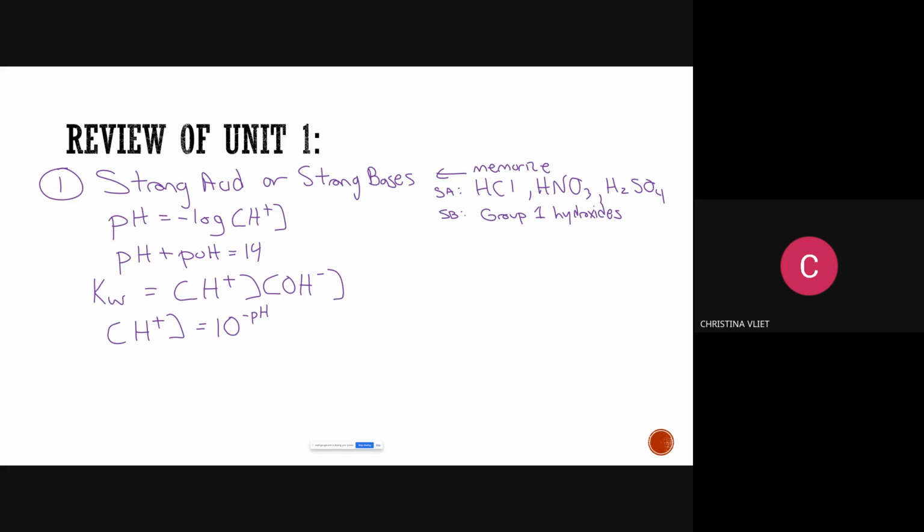And there was another one here. I'm going to put a slash. pOH equals negative log OH minus, right? And here, OH minus would be 10 to the negative pOH. So if I swap out pOH for pH, instead of finding the H plus, I'll find the OH minus.